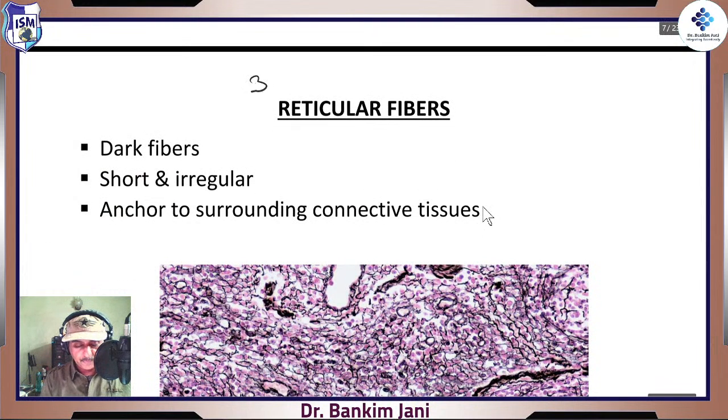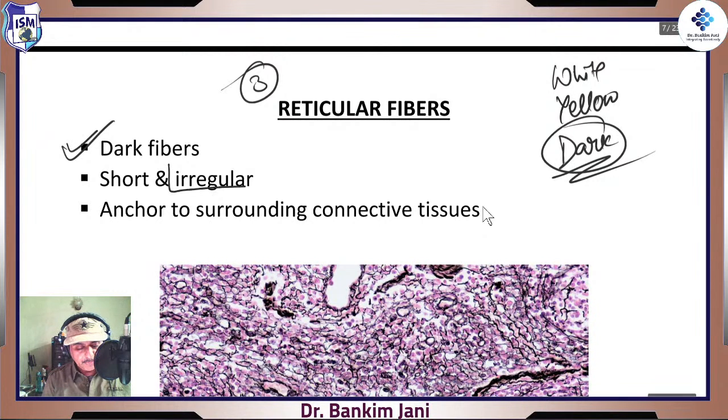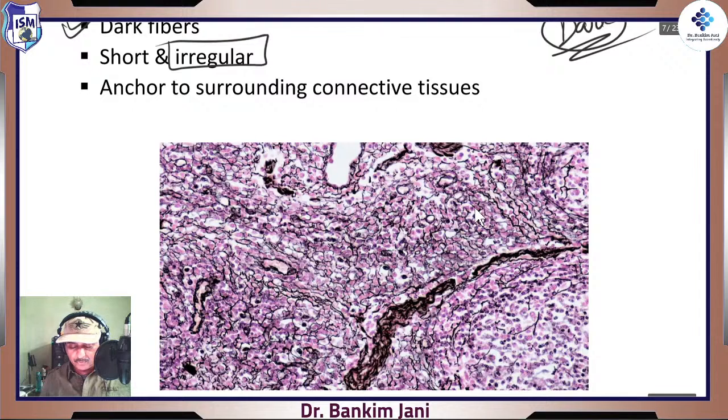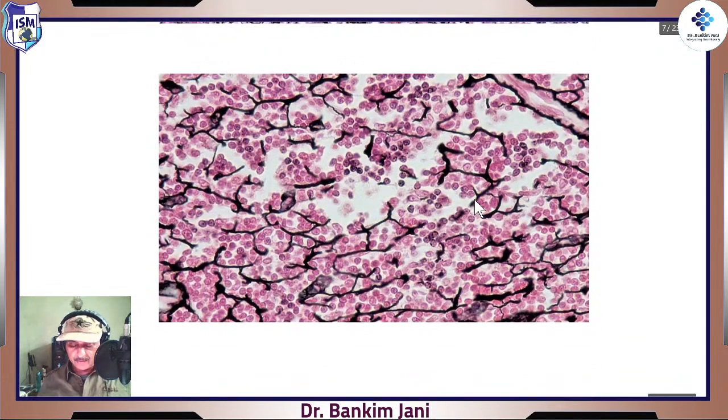The third group was reticular fibers. These are dark. Initially collagen was white, second was yellow, but these are simply dark, a completely different category. Short and irregular. I'll keep the word irregular with me. Whether the others were in bundles or single, they were straight. These are irregular. You look at it and you'll say, yes, they are all irregular. So no point in getting confused with any of them. They anchor to surrounding connective tissue. That's anchoring, holding. See, irregular.